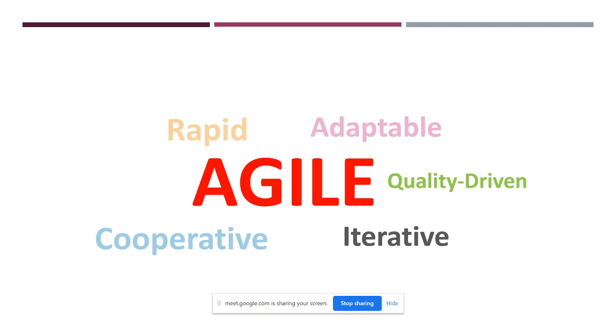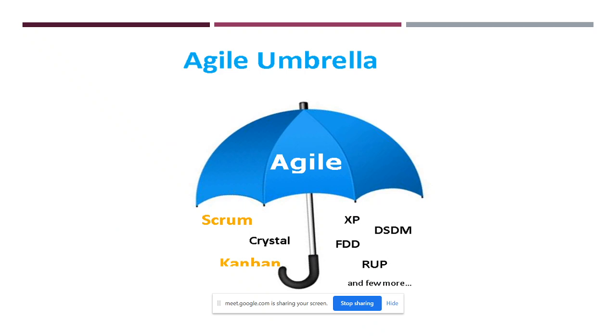Now let's move on and see what Scrum is. Agile is a big umbrella, a process. On that agile process we have different frameworks, tools, or models, you can say. First of all there is Scrum, then Crystal, then Kanban, then XP.